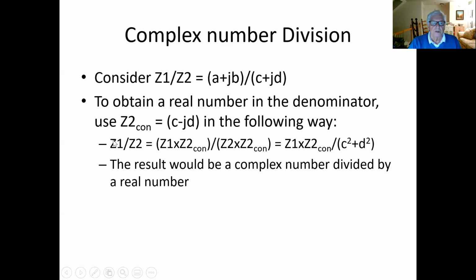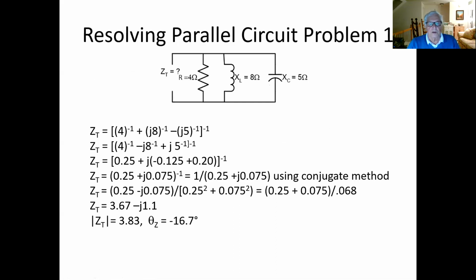So if we have Z1 divided by Z2, we take Z1 times the complex conjugate of Z2, and then divide that by Z2 times its complex conjugate. So we get Z1 times the complex conjugate of Z2 divided by C squared plus D squared, okay? The result would be a complex number divided by a real number. So we're going to apply that to this problem that we tried to solve earlier, okay?